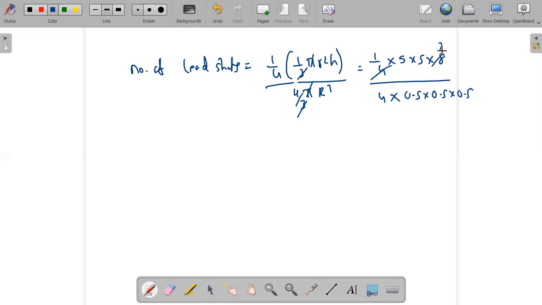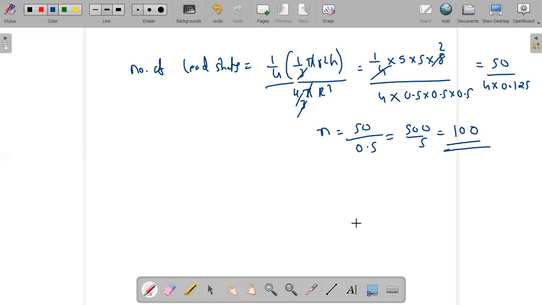So I can cancel here 2 times. 5 into 5, 25, 25 into 2, I'm getting 50. So this will be 4 into 0.125, which gives 0.5. So the number is going to be 50 divided by 0.5, so this will be 500 by 5, and therefore we get 100. So this is the way we calculate how many lead shots. Total volume of water that is flowing out divided by the volume of one spherical lead shot will give you the number of lead shots.